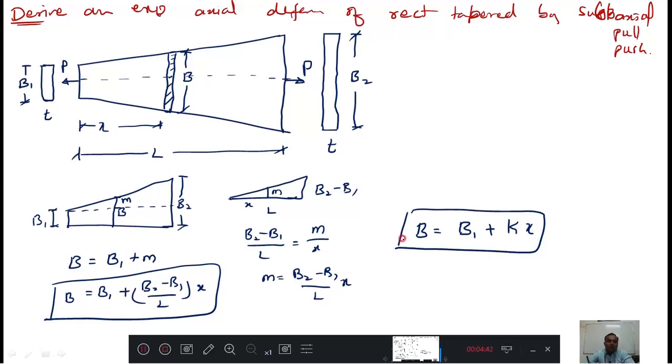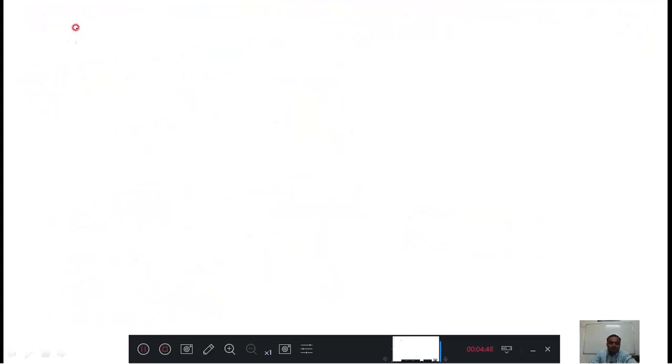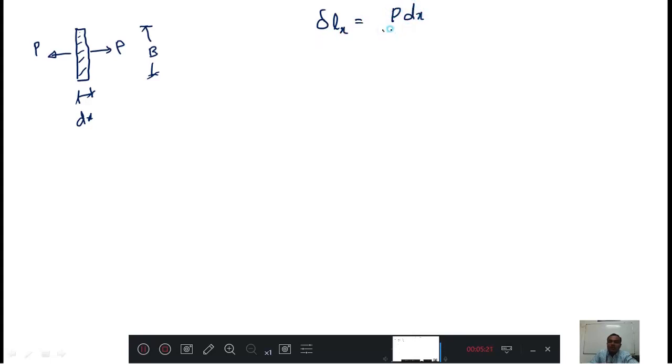Now this small portion, if I take and draw it separately, it looks like this. The small portion thickness is dx, and it is also pulled by the force P, and its height is B. Then the elongation due to P for this small portion will be like a prismatic bar. Therefore the small elongation delta x is equal to PL by AE. P is P, L is dx, by A.